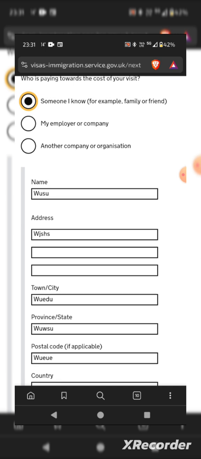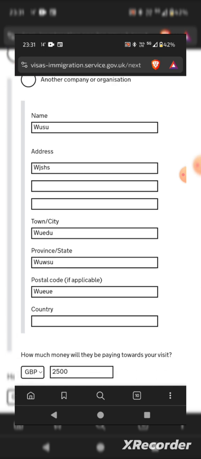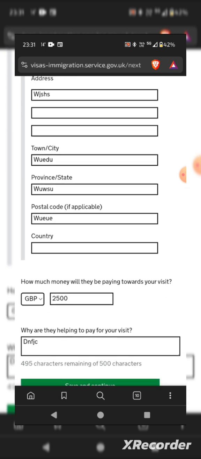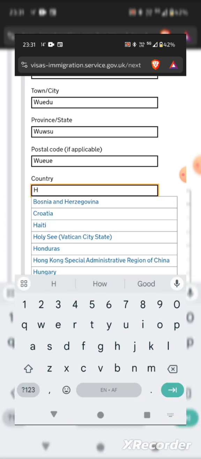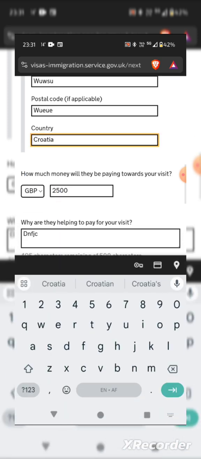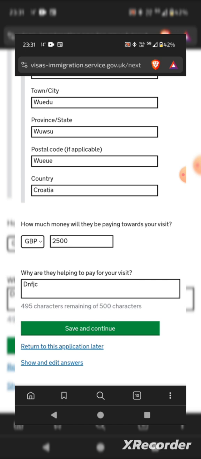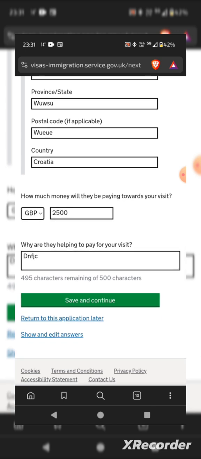So you put their name, their address, town, their country, all of them. You fill it in. It's really straightforward, guys. So you put how much they are going to pay towards the trip. If they are paying the full trip, put it. If two people are paying, you put the amount that the first person is going to pay to support you for the trip.